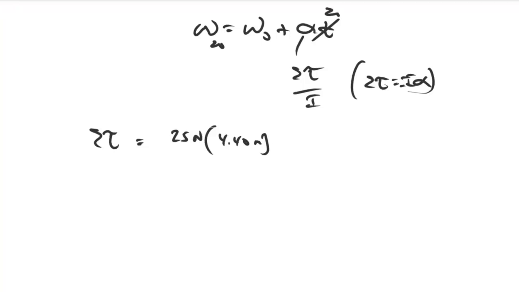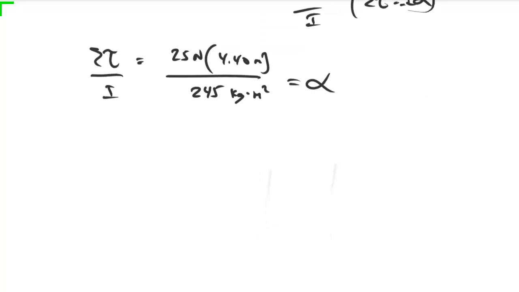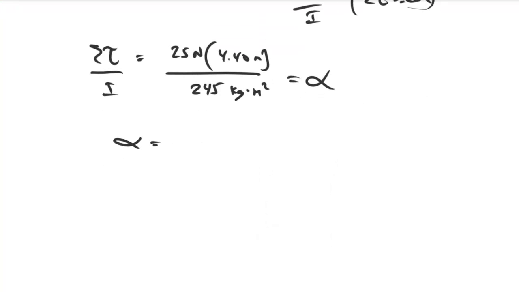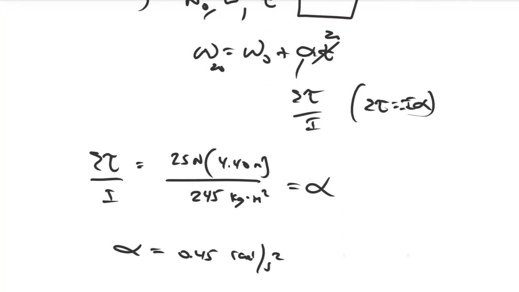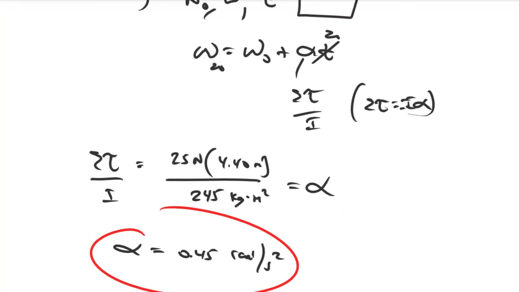And then I'll go ahead and find our acceleration. So the net torque divided by I, and I was 245 kilogram meters squared. And so this is equal to our alpha. And alpha comes out to be 0.45 radians per second squared. And so then we can take this and plug it into kinematics up here.